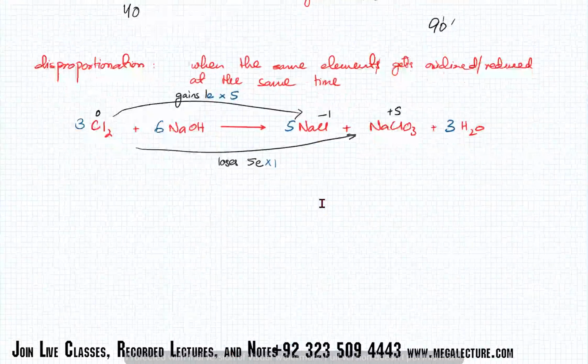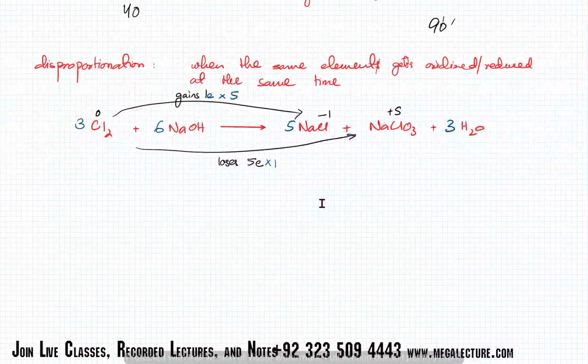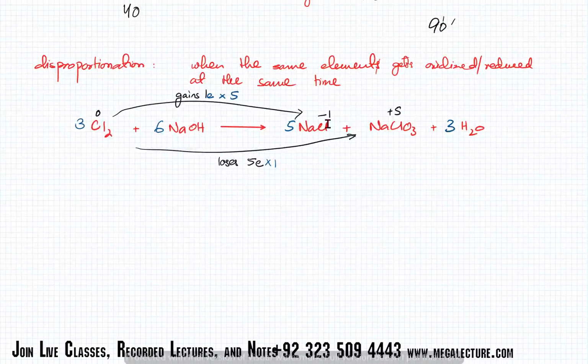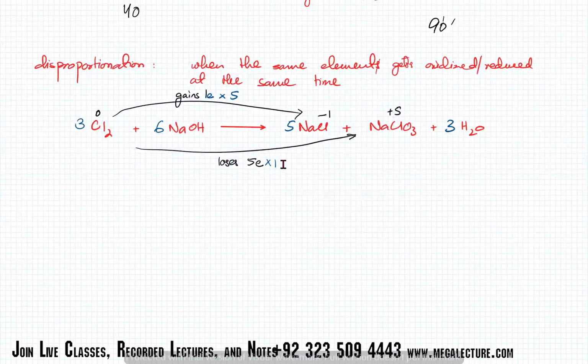Is this clear? Yeah, it's clear. Achha, so there was a thing called disproportionation, where the same element gets oxidized and reduced at the same time. So you got this equation: chlorine turning into Cl -1, also turning into Cl +5. So getting reduced, it gains 1 electron; getting oxidized, it loses 5 electrons. Which is why I multiplied the first one by 5, the second one by 1.